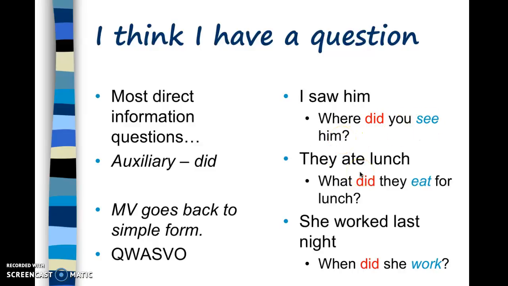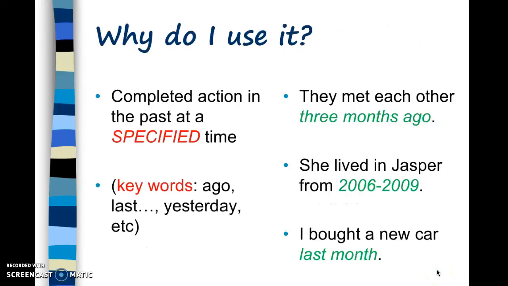They ate lunch, same idea. My verb here in the affirmative is in the simple past, so I want to make a direct information question. My auxiliary is did, and my verb goes back to the base form. Question word, auxiliary, subject, verb, object. What did they eat? Or she worked last night. When did she work? So again, the ed, I take it from my verb, it becomes my auxiliary, and because I can't repeat it twice, I remove it from the verb.